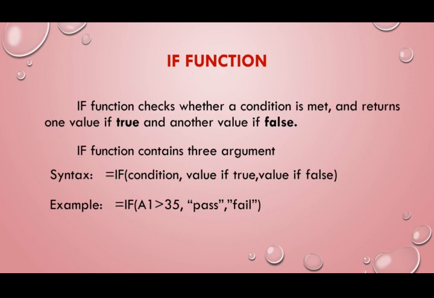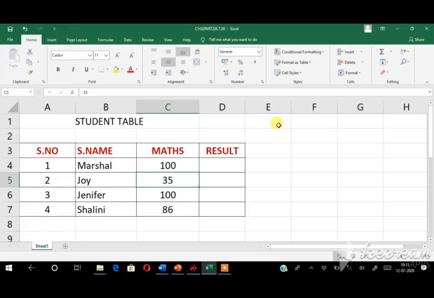So students, let us see how you can apply the IF function in your table. See, this is the student table. This table contains only three columns: the student's number, student's name and marks. Here I am going to find out the result of the student. For example, if the max mark is greater than 40, I want the result pass, otherwise the student will fail in max. So now see how you can find out this result.